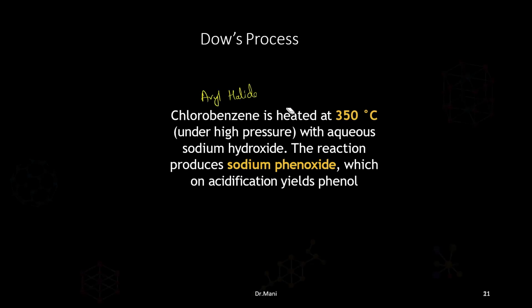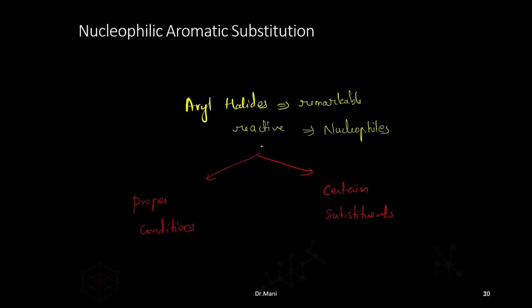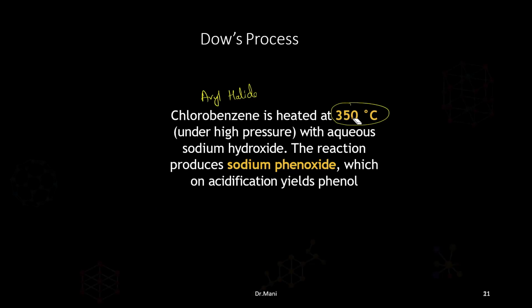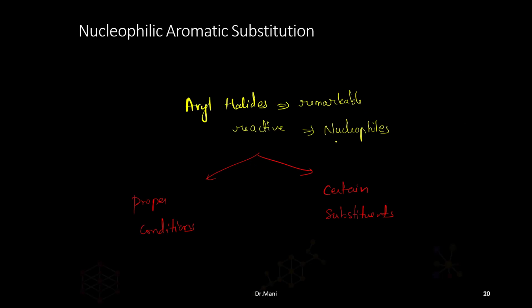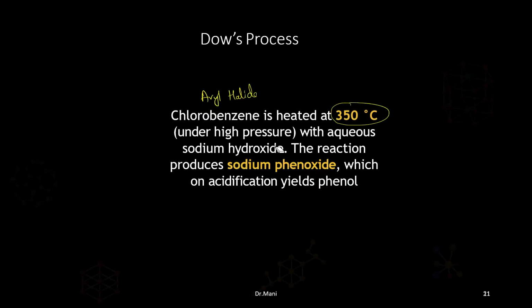You heat this aryl halide at 350 degrees Celsius under very high pressure, with sodium hydroxide. So see here what I said: we need to maintain proper conditions. Here the conditions are 350 degrees Celsius with high pressure. Second, I said certain substituents. So here I'm using sodium hydroxide, and the reaction produces sodium phenoxide.